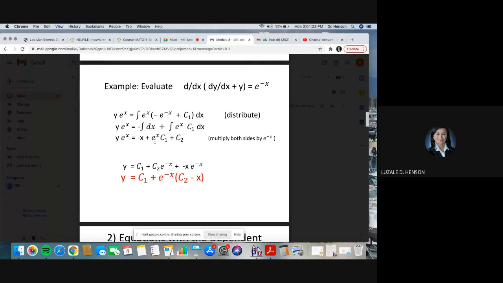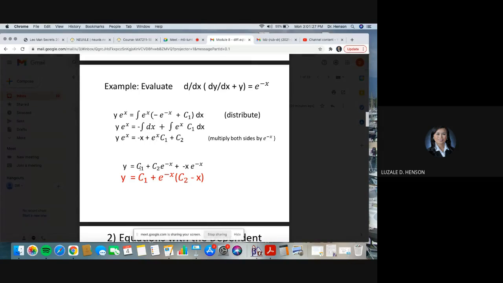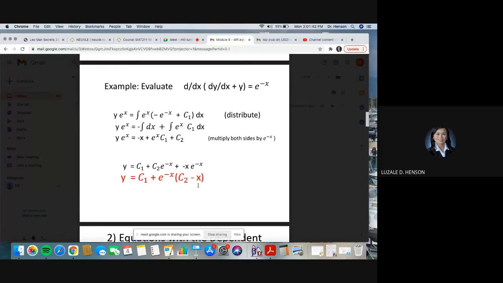e to the x multiplied by e to the negative x becomes 1. So what's left is c sub 1 plus c sub 2 e to the negative x plus negative x e to the negative x. And you can factor the e to the negative x here so that your final answer would look like this. Okay, so that's one example for case 1.